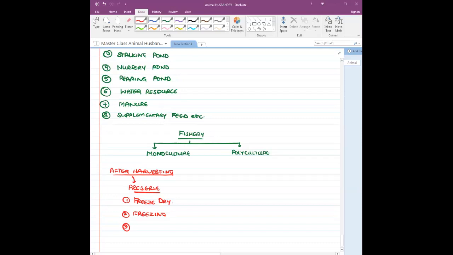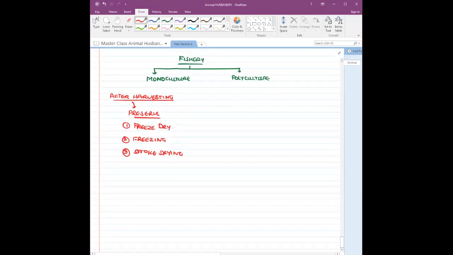Then comes freezing. But apart from this, there are many other methods. You have smoke drying, where you burn some wood, keep your fish over the smoke, and let it dry. Just like that, you can place it under the sun; that is sun drying. Then you have salting. You add huge amounts of salt and keep it in the sun. These are some of the most important ones that we generally follow. Everyone all right with this?